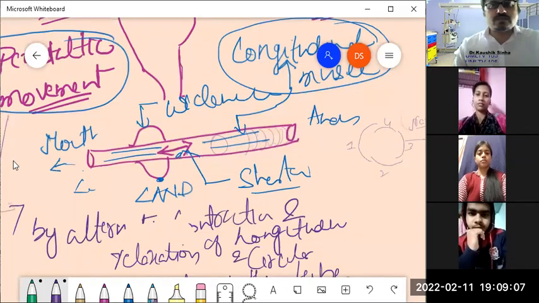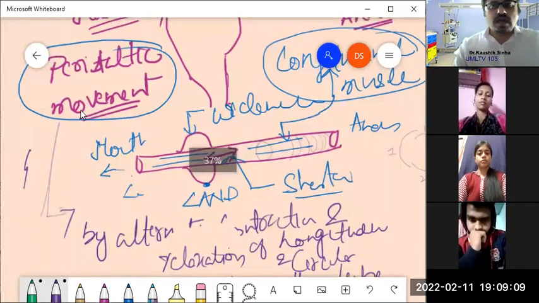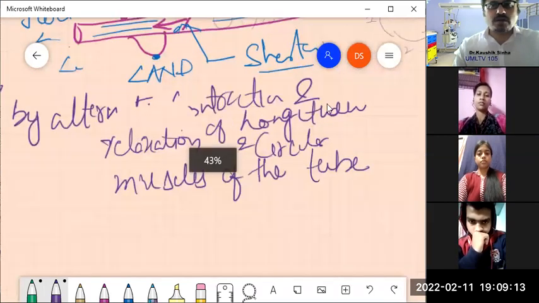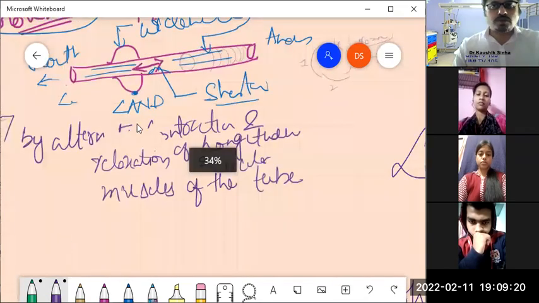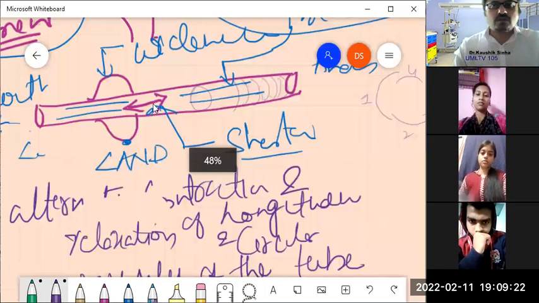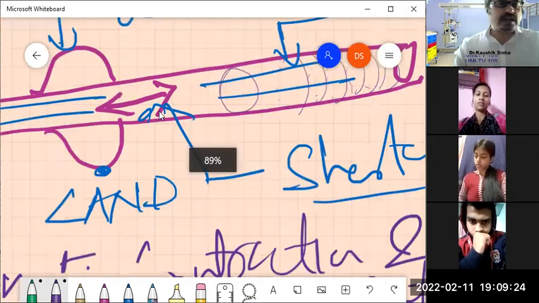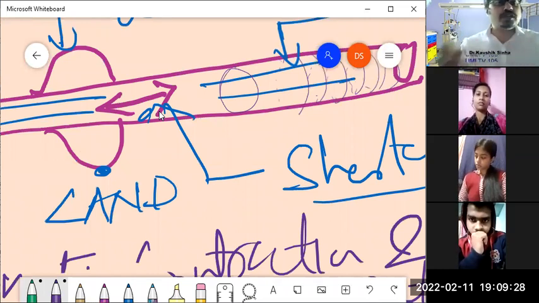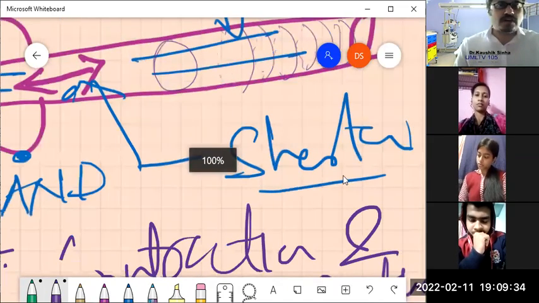The name of this movement is peristaltic movement, and the definition of the movement has been written here: by alternate contraction and relaxation of the longitudinal and circular muscles of the tube. Now, how is the longitudinal muscle present? I have given you this particular both-sided arrow, which is representing the muscles present along the axial length of the tube, right? So this is causing the shortening. This is where I have written the word shortening.